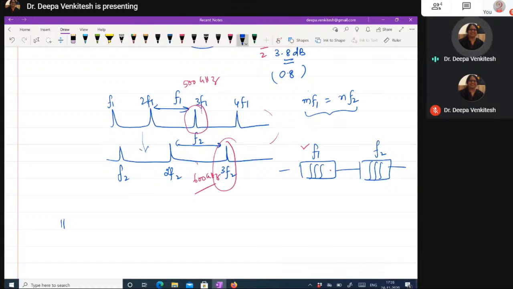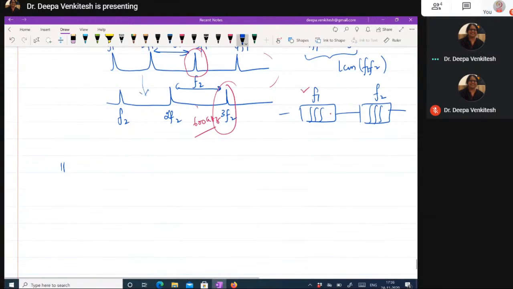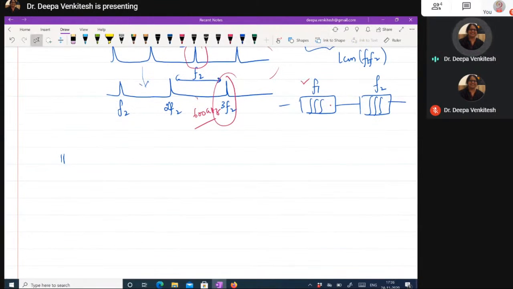If one number is periodic with period f1, the second number is periodic with period f2, I have a sequence with periodicity. Basically I have an arithmetic progression, common difference is f1. I have another arithmetic progression, common difference f2. The common multiples will have a common difference which corresponds to the LCM of f1 and f2. You can prove that. Okay, let's move on to the next question.